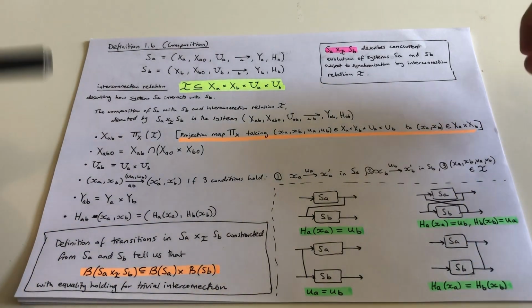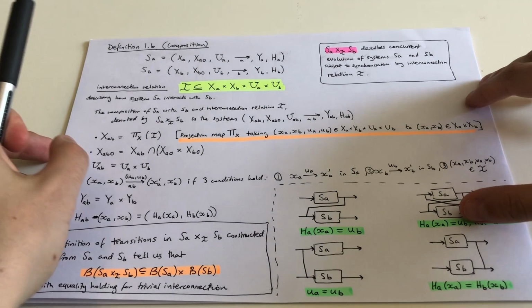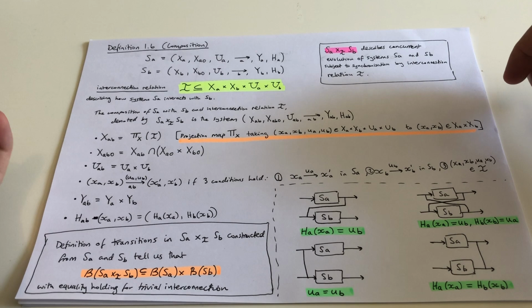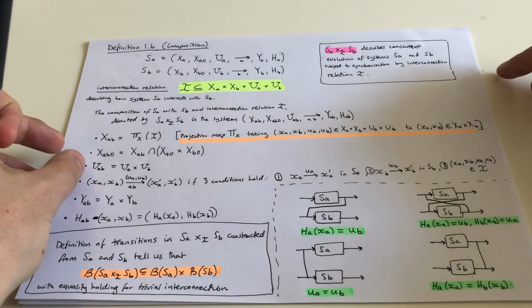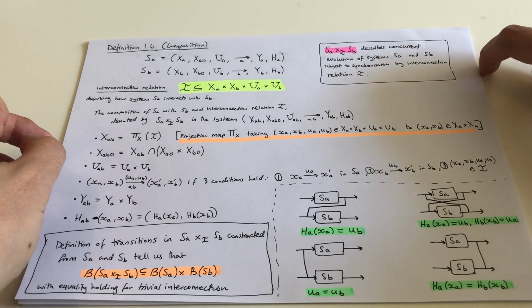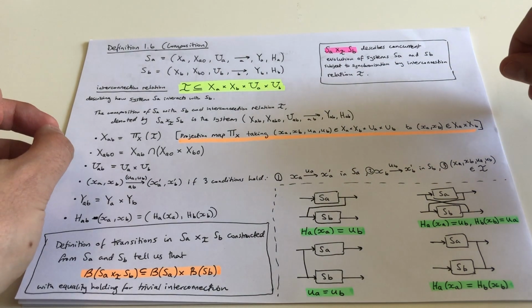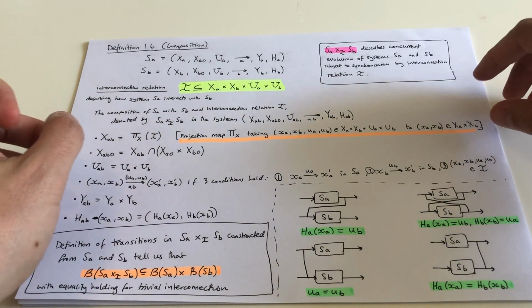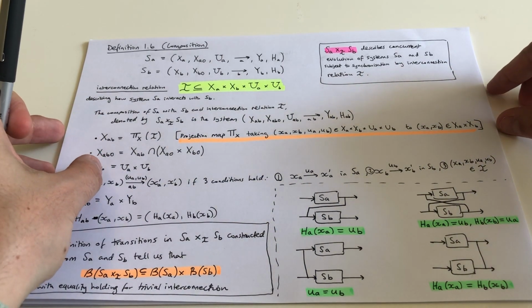Okay, welcome to the fourth video in this series, and in this video we're going to talk about the composition of systems. So what do we mean by composition? Well, basically in the real world we have lots of different systems which are interconnected with each other and maybe pass signals to one another.